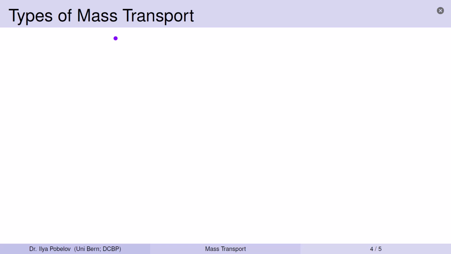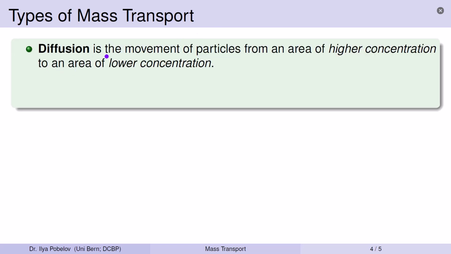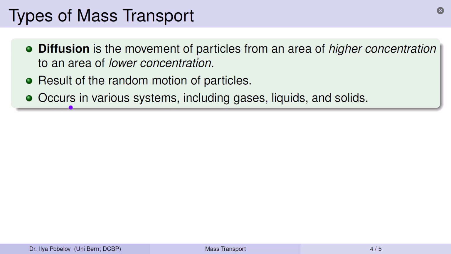conditions. Mass transport can be categorized into several types, each with distinct mechanisms and implications. Here is a brief overview. Diffusion is the movement of particles from an area of higher concentration to an area of lower concentration. It is a result of the random motion of particles and occurs in various systems, including gases, liquids, and solids.